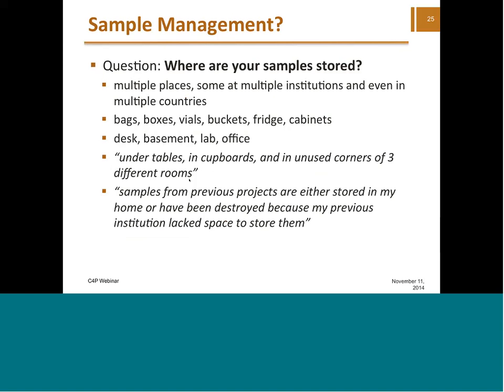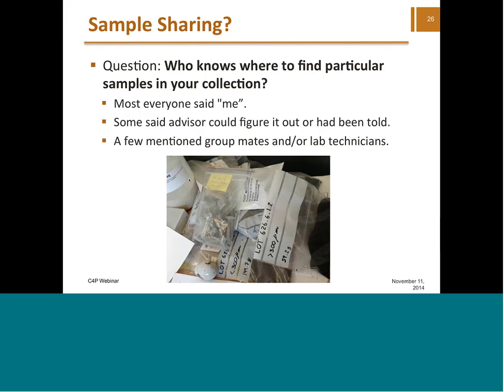This is something that we see not just with younger students, people just starting out in earth sciences, but we also see this with people who are just finishing their careers as well. When we asked who knew where to find a particular sample in someone's collection, pretty much everyone said only me. Some applicants said that their advisor might have an idea of where their samples could be found, but they couldn't guarantee this. A few people also mentioned that their group mates might know where to look, but in general, everyone said they were the only person who could for sure locate items in their collection.